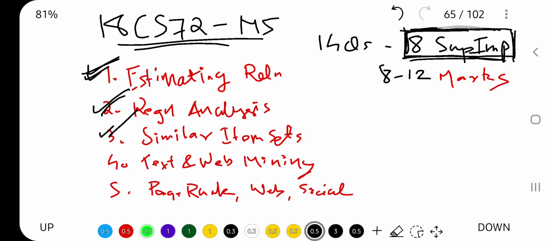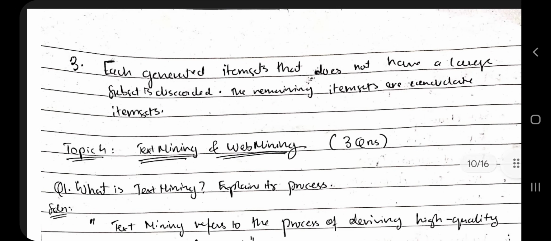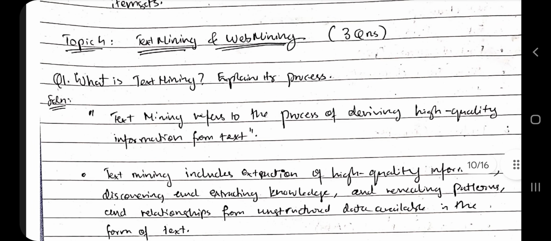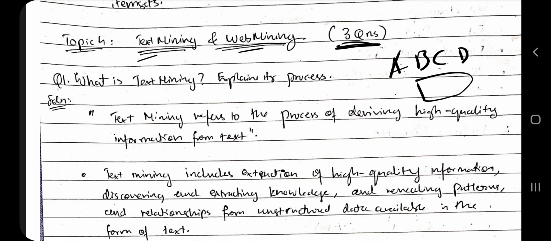Similar item sets, just 2 questions you need to know. The next topic is text and web mining. Okay, text and web mining. What is text? What is web? There are 3 questions. Okay, what is text? What is web? First you tell me that. Text is nothing but ABCD, and web is nothing but the web in which Google is there.